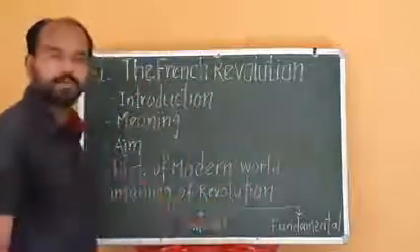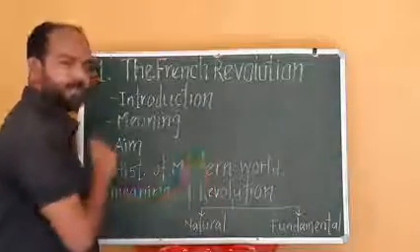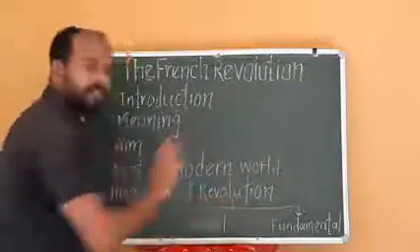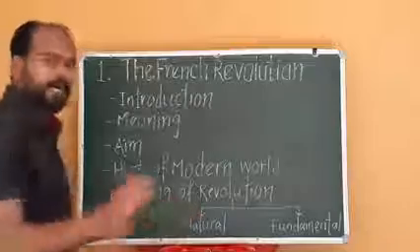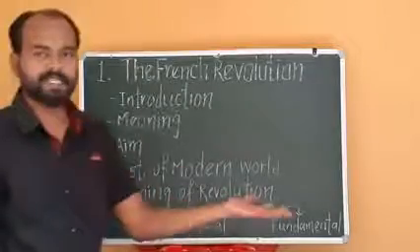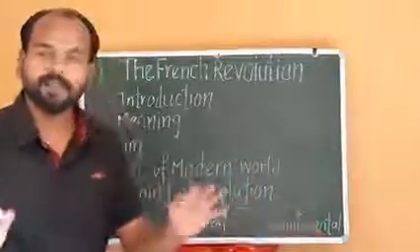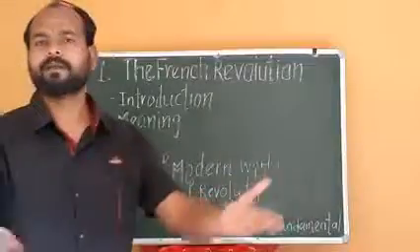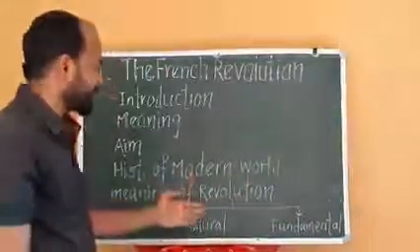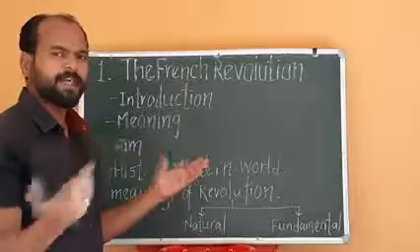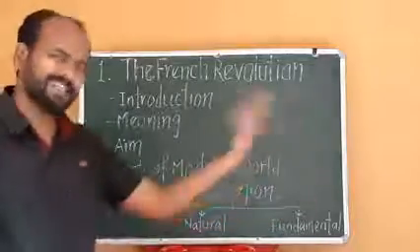See, there are two types of changes. What is the meaning of revolution? I want to tell you. There are two types of changes: natural changes and fundamental changes. Natural changes occur with the passage of time and we accept them. The doer is nature. The changes which occur by nature are called natural changes. We are helpless, we accept them.